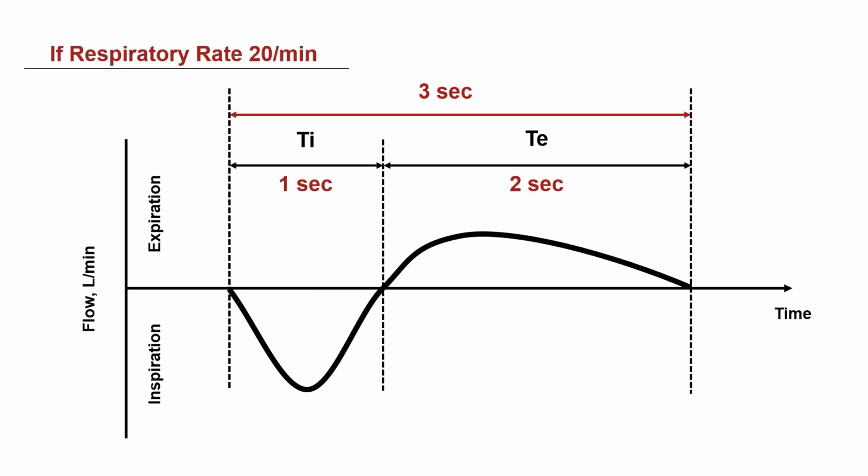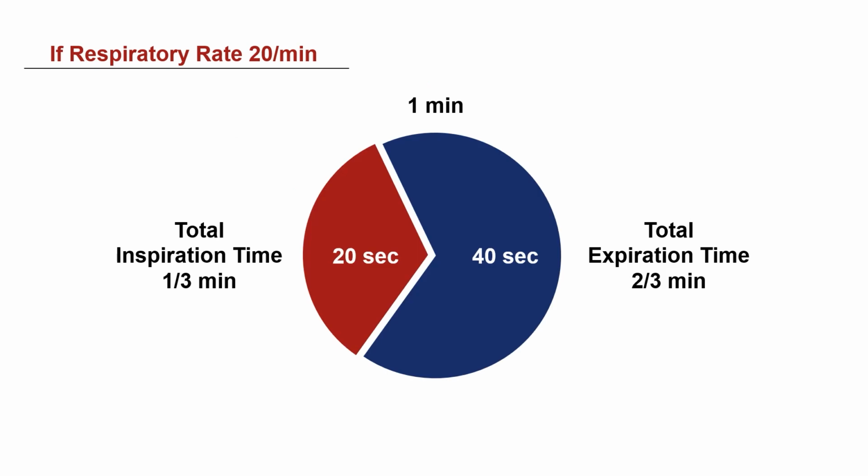If the respiratory rate per minute is 20 times, one respiratory cycle lasts 3 seconds, of which the inspiration time is 1 second, and the expiration time is 2 seconds. Therefore, the total inspiration time in 1 minute is 20 seconds, or 1/3 of a minute, and the total expiration time is 40 seconds, or 2/3 of a minute.